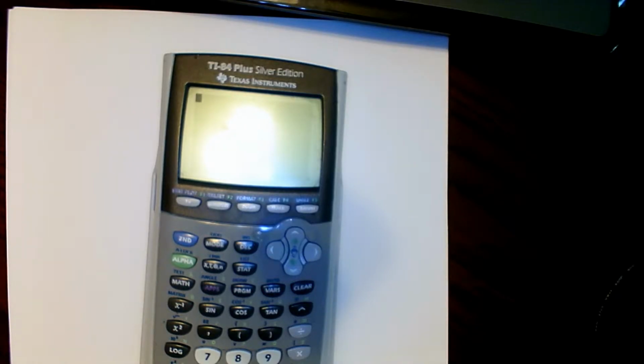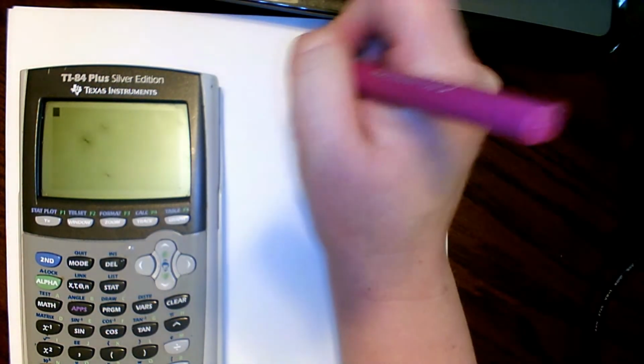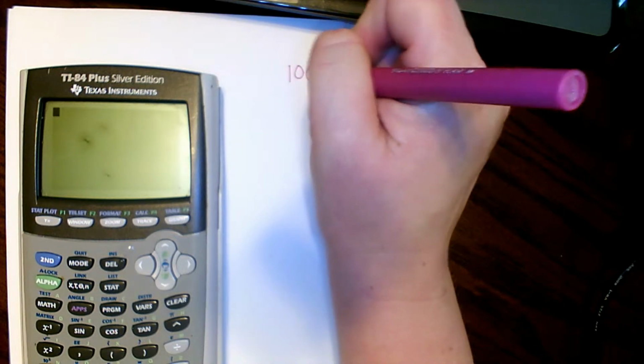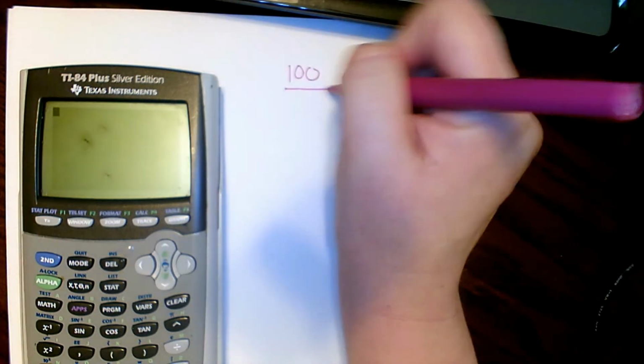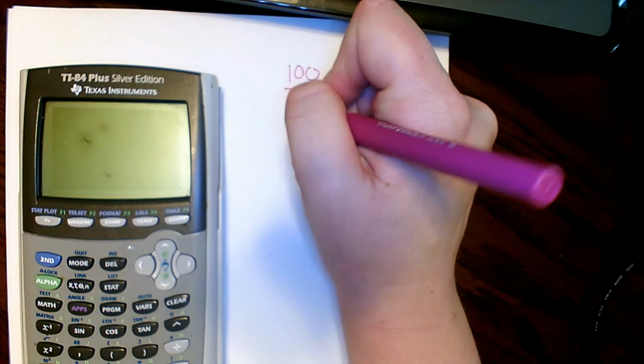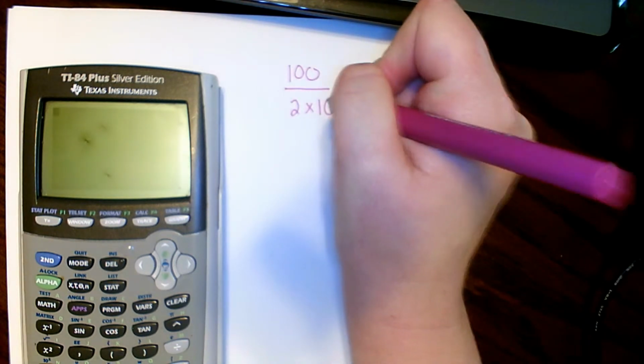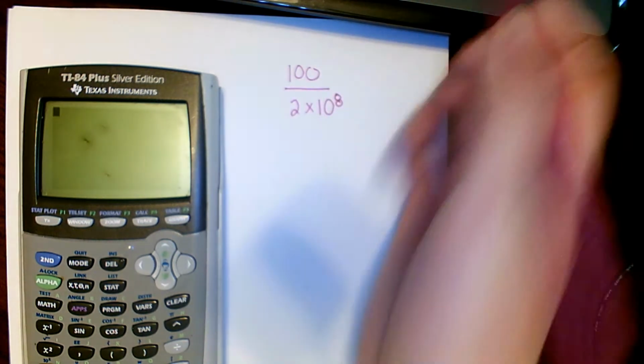Okay, here we go with the tips for the calculator. The first thing that I see that is a major problem is entering scientific notation. So let's start there. The first thing I want to do is 100 divided by 2 times 10 to the 8th.